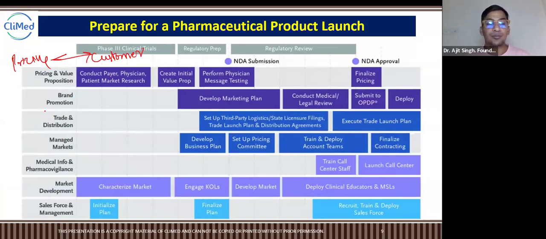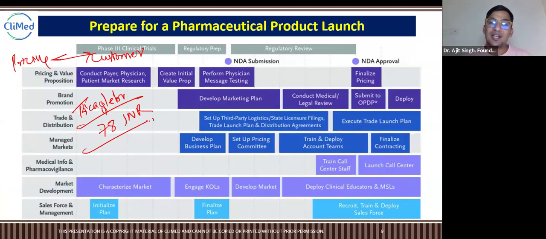Now, suppose Ticagrelor tablet. Ticagrelor is nothing but an antiplatelet drug, right? Ticagrelor tablet was 78 rupees. Right now it's lesser because the patent has expired. So this 78 rupees is to the patient.